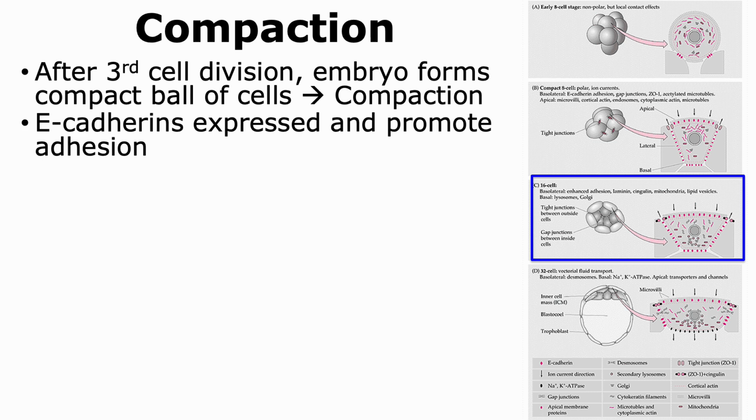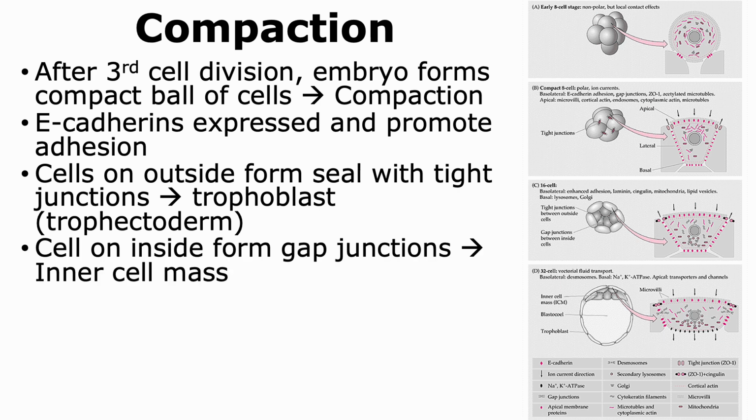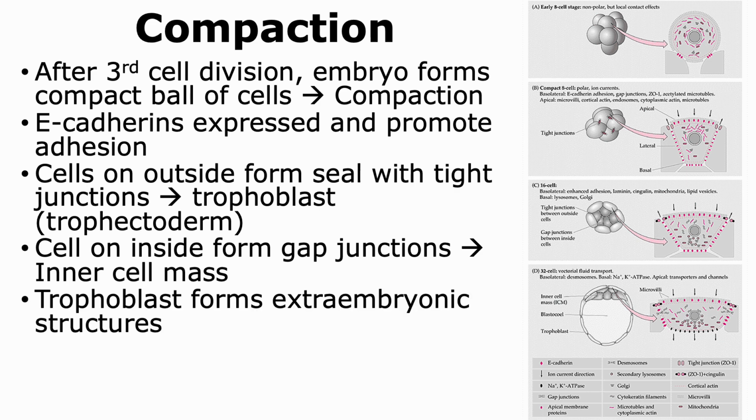Now, E-cadherins that are expressed on the cells promote adhesion and enable compaction to occur. The cells on the outside form a tight seal by forming tight junctions, and these cells are going to be called the trophoblast or the trophectoderm. We had learned about the trophoblast or trophectoderm in chapter 5 when we learned about stem cells. The cells on the inside form gap junctions, and they are the cells that will form the inner cell mass. The trophoblast forms extra embryonic structures, while the inner cell mass forms the actual embryo.